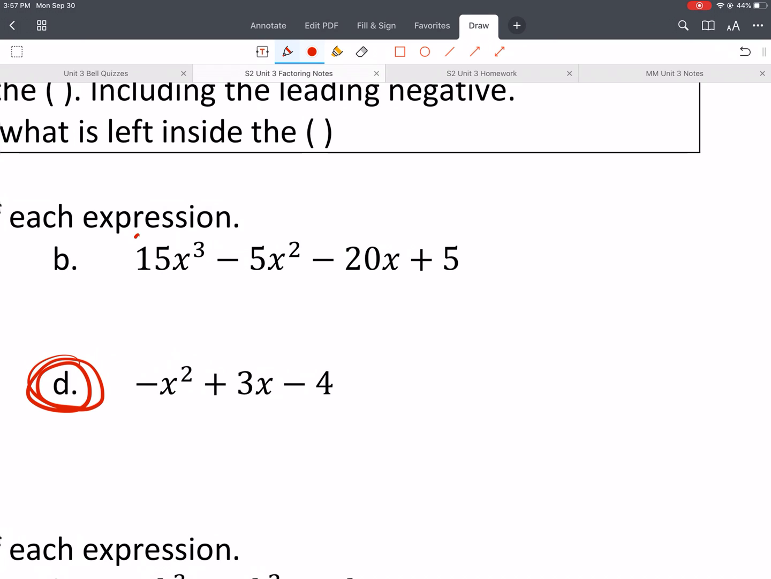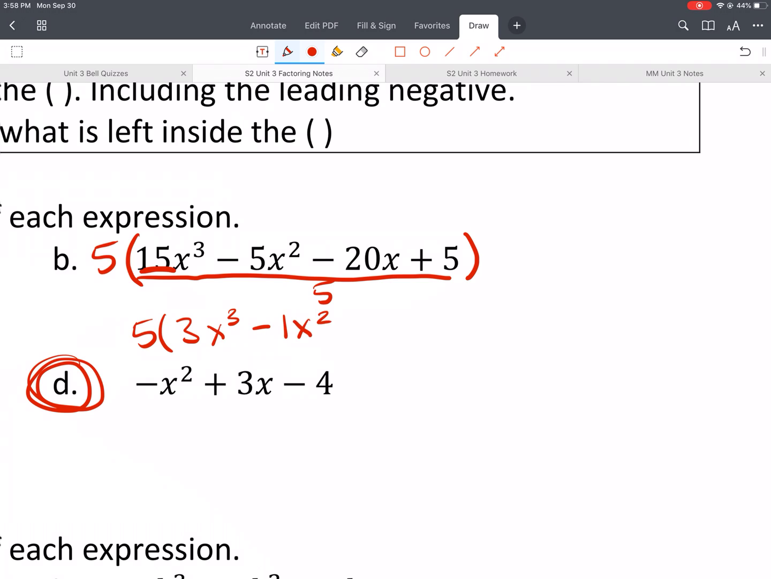So looking at B, we'd put our parenthesis, we'd want to figure out what can we divide all four terms by. And you could maybe say 5. Okay, we can divide all those by 5. So we'll divide the whole thing by 5. We'd end up getting 5 times, well, 15 divided by 5 is 3, x to the third. And then negative 5 divided by 5 is a negative 1. And then negative 20 divided by 5 gives us a negative 4x. And 5 divided by 5 is just 1. Okay, and that would be your solution.